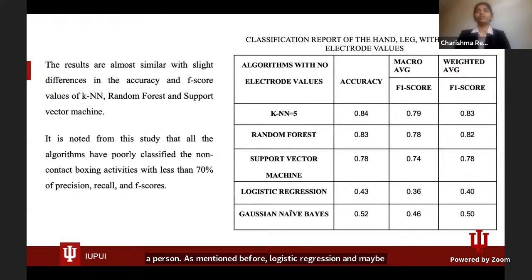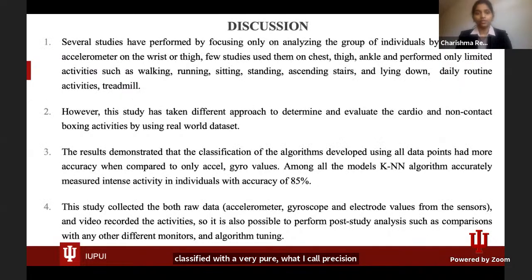The point to be noted from this study is that these algorithms classified all the cardio activities well, with above 70% for the precision, recall, and F score values, but the non-contact boxing activities were classified with very poor precision and recall values.